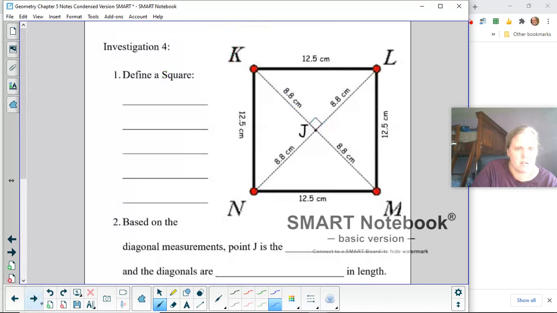Great. Let's look at one more special parallelogram. This one is a square. Again, very common from all of your years in elementary school, playing with shapes and blocks and things when you were little. But to be a square, you have to have 4 right angles and 4 equal sides.